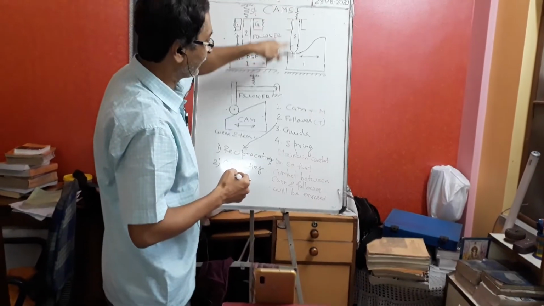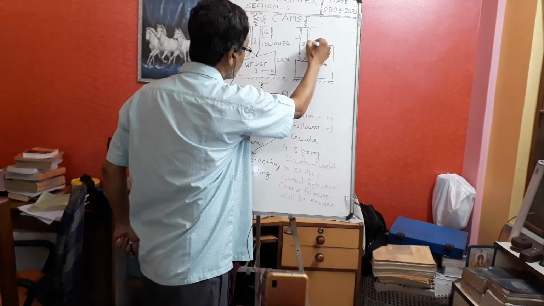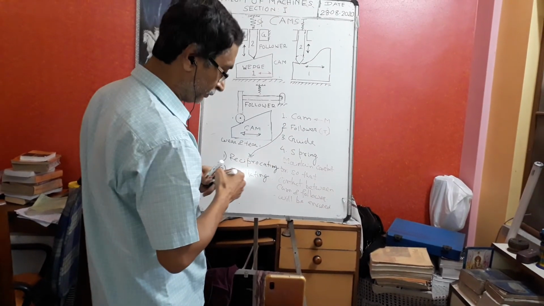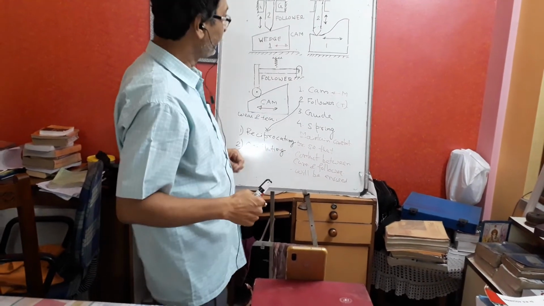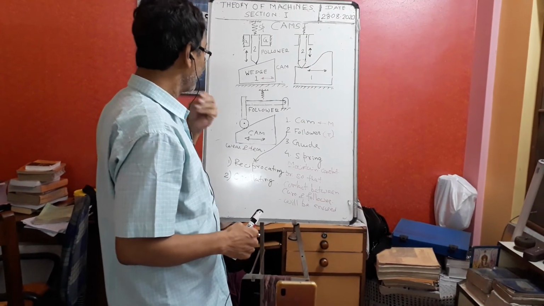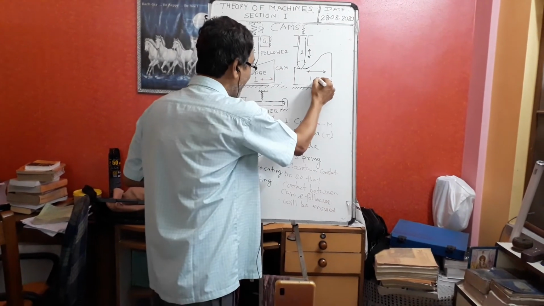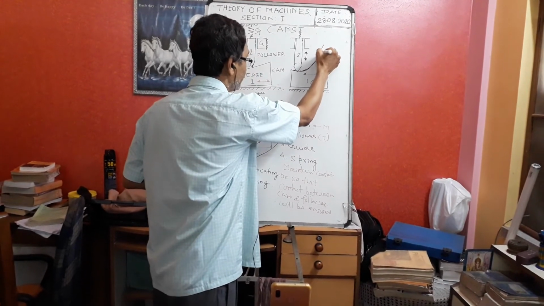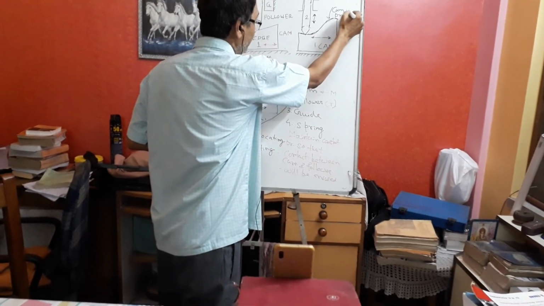This will also go up and down. The follower will also go up and down. But my question: will this up and down motion and that up and down motion be the same or different? Different. Why? Yes, that is the thing. That means this is the cam, isn't it? So we are calling it a cam, and this one we call the cam profile. Cam path or cam profile.